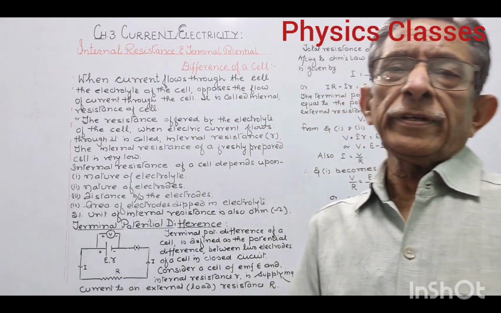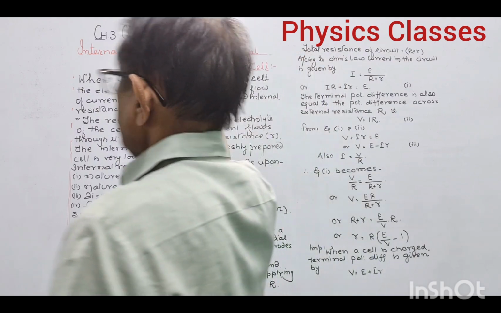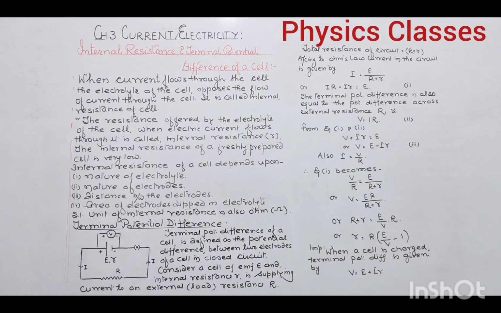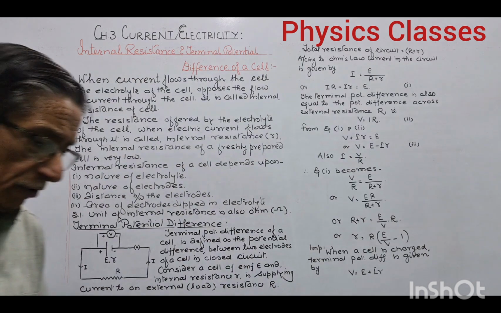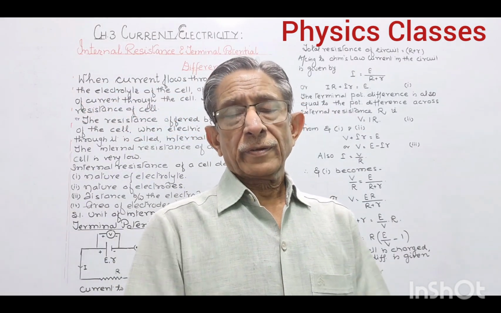Today we are going to study internal resistance and terminal potential difference of a cell. First of all, let us know what is internal resistance.